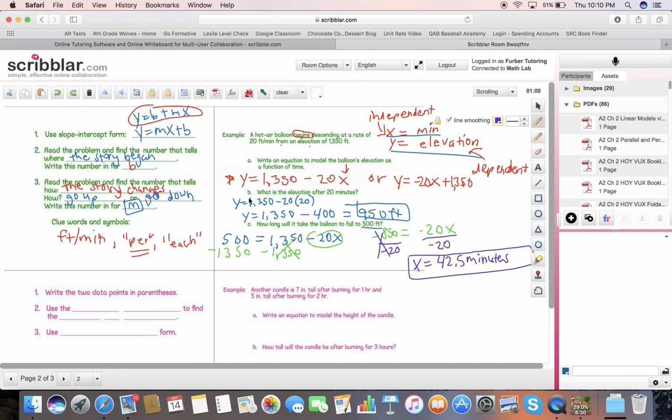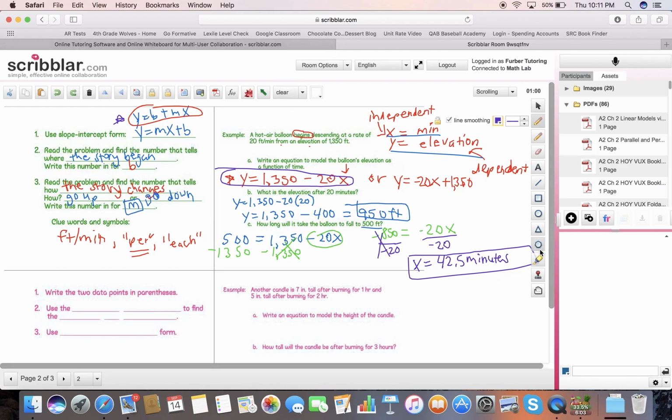So when a linear model gives you the starting point and the rate of change, it's just a matter of taking that equation and plugging it right into slope-intercept form. That's what this is. y equals mx plus b, or y equals b plus mx. For the purposes of doing word problems, I prefer to do it this way, simply because it makes sense for my starting point to go first.